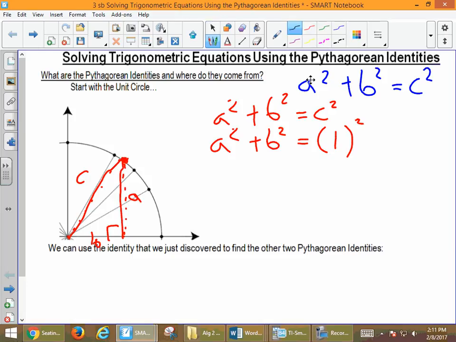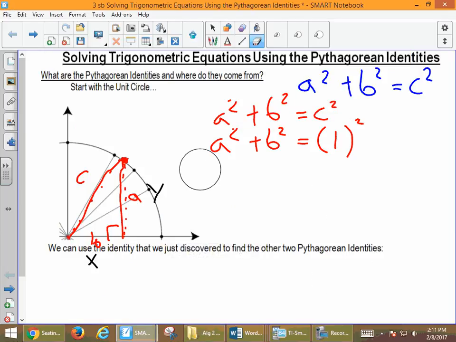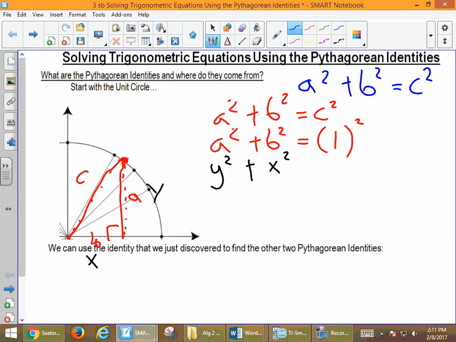And now if we look at what we labeled a and b, we have a as the y value of our triangle, and we have b as the x value of our triangle. So we can swap in y and x for our triangle. So we have y squared plus x squared equals 1 squared. And what's 1 squared? Just 1.